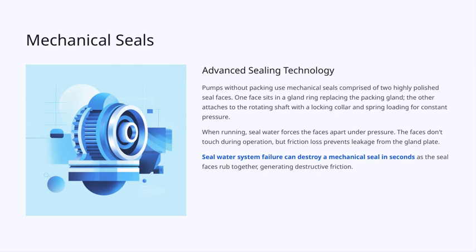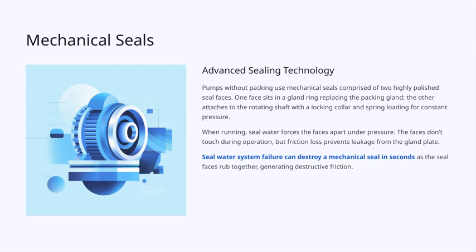When the pump is running, seal water plays a crucial role by forcing these faces apart under pressure. It's important to understand that during operation, the faces don't actually touch each other. Instead, friction from the water film prevents leakage from the gland plate. However, it's vital to recognize that if the seal water system fails, it can have disastrous consequences.